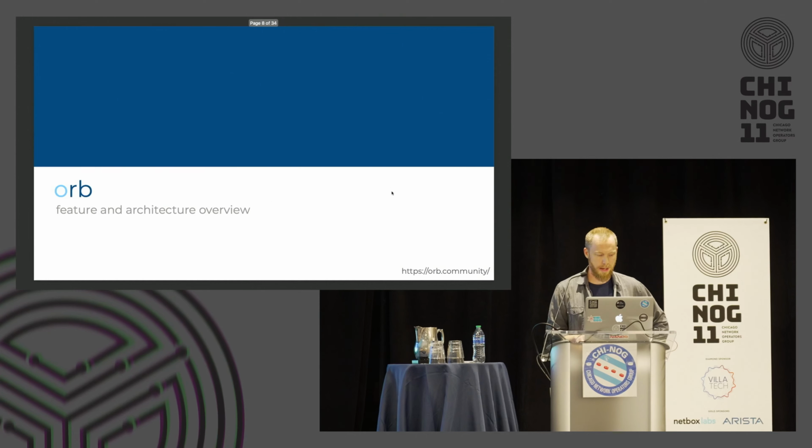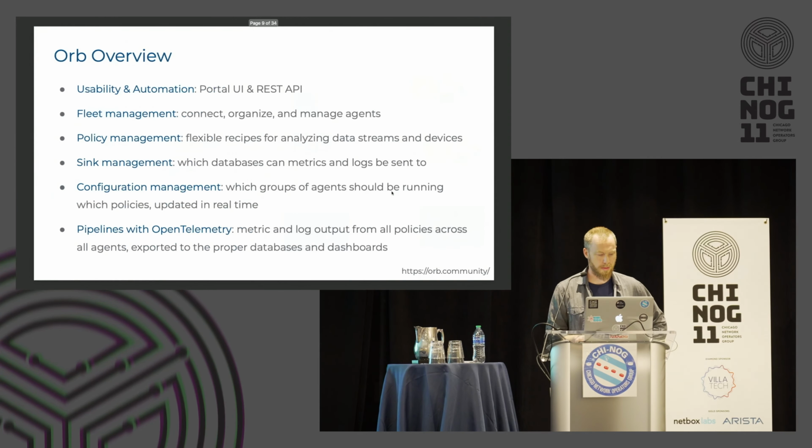So all of that was in our heads as we built out Orb. So let me run through some features and the architecture. We've also built it to be very automatable. So it is API first, as they say. There's a portal that sits on top of it that uses that REST API, and its goal is absolutely to be driven through automation.